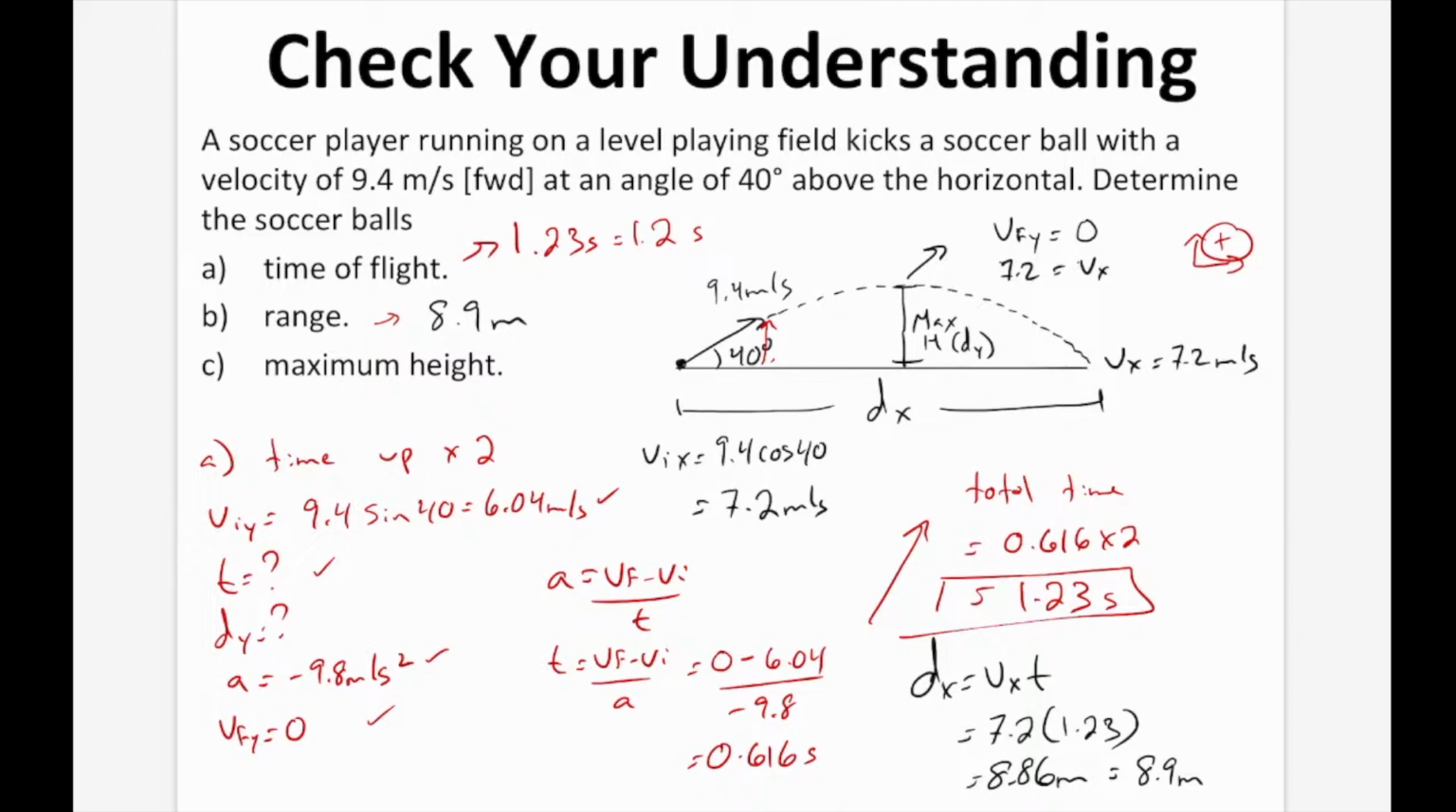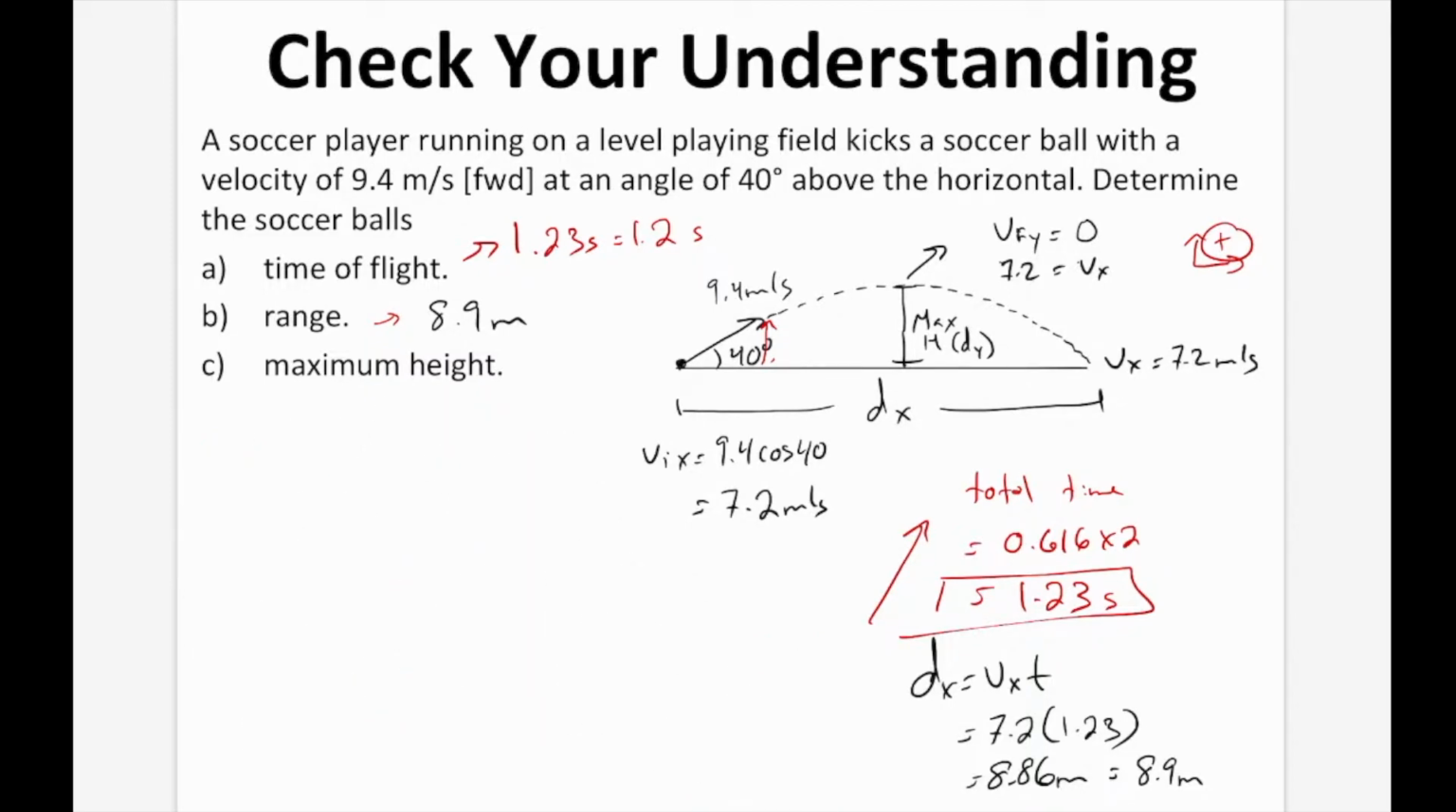And now the last thing we're asked for is the maximum height. So let's make a little bit of room here. So maximum height, that's our dy. So now we got to find dy. dy, that's our question. We know our time to go up was 0.616 seconds. We know our VIY was 6.04 meters per second. We know our VFY is 0, and we know our acceleration is negative 9.8 meters per second squared.